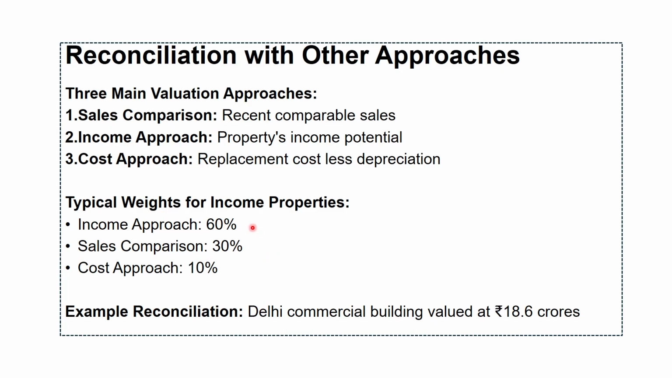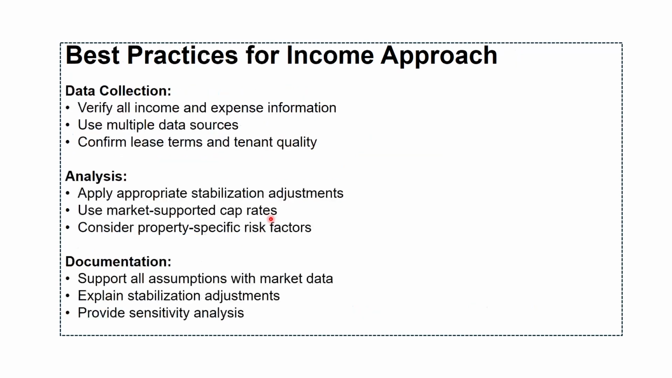So, our Delhi example shows this process. These approaches produce values ranging from 17.8 to 19.2 crore. Rather than simply averaging these values, the professional reconciliation process considers the reliability and applicability of each approach, right?